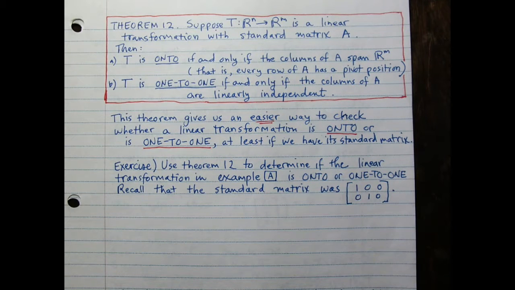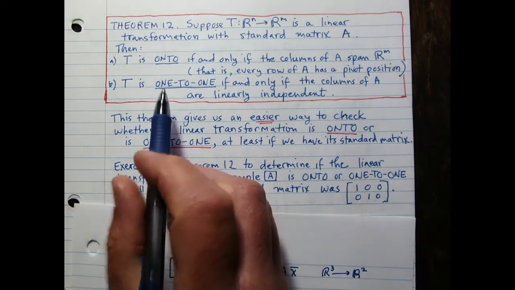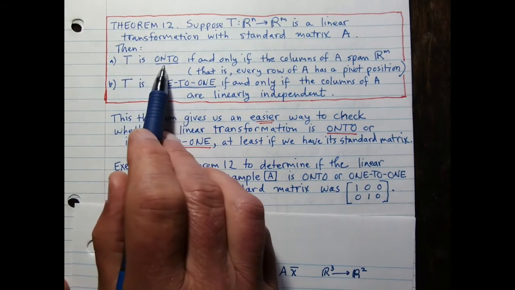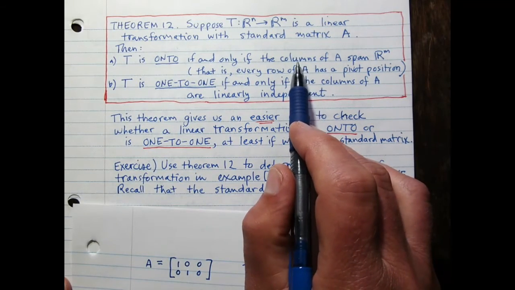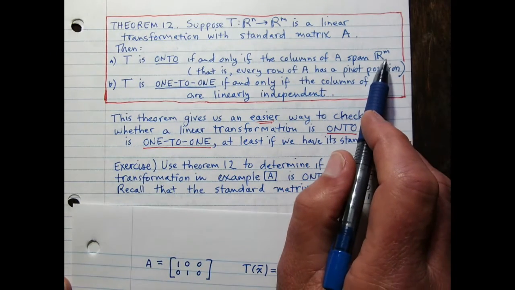We're continuing with the 1.9 material, and we're going to apply Theorem 12. This is what you need to be able to do. You need to be able to apply Theorem 12 to do exercises like what we're about to do right now. So Theorem 12 says that a linear transformation is onto if and only if the columns of A span Rm.